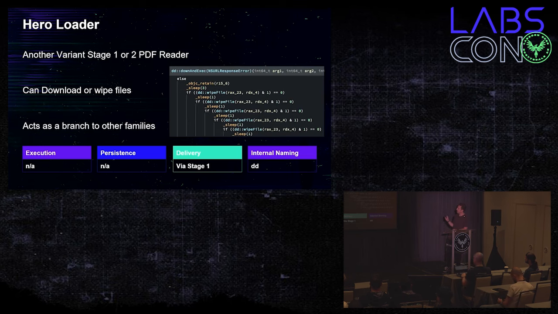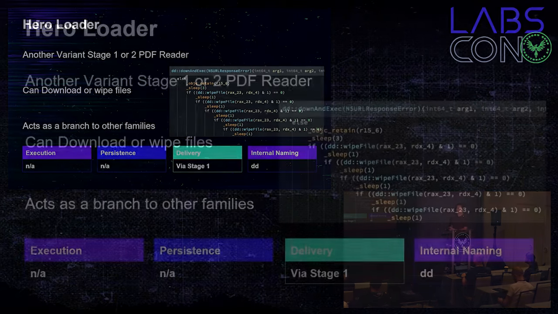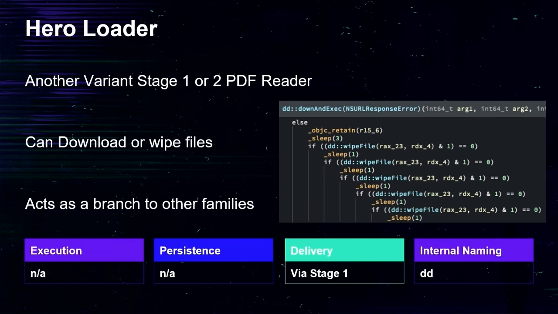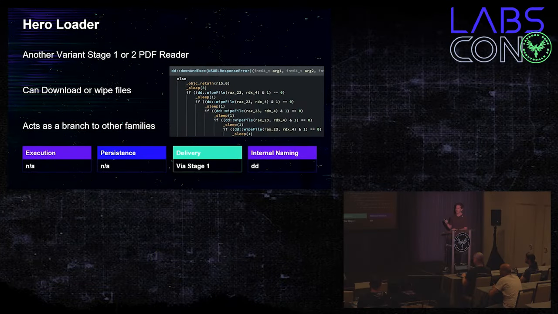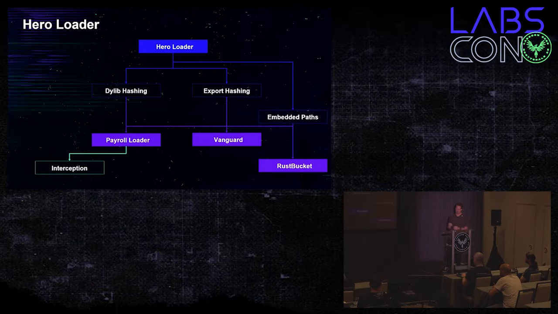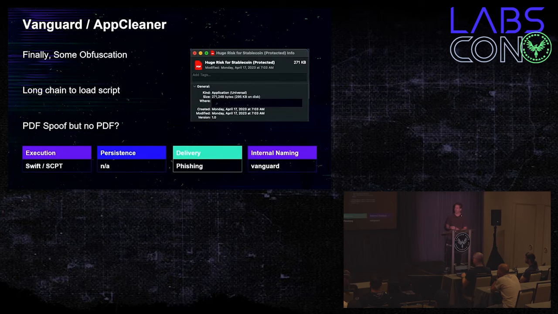So Hero Loader is where things actually start to get interesting for us, not because of any functionality. It's another boring intermediate loader. It can wipe files, so that's a big change to add a singular additional thing it can do. But how we can link it to other families, namely, if we exploring some of that hashing methodology we talked about before. Sorry that the lines are a little bit dark, but if we take something like the dylib hash, we can actually link it to Rust Bucket and an older Interception family called PayrollLoader. And if we take an export hash, we can get into the next family shared with a family we call Vanguard.